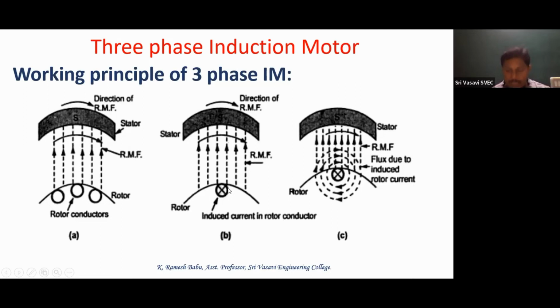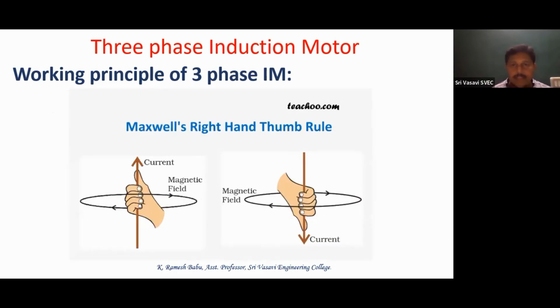So when a current is flowing in the conductor, there exists a flux. How to find the direction of the flux due to the induced rotor current? That is the Maxwell's right hand thumb rule. The thumb indicates the direction of the current and the fingers indicate the magnetic field.